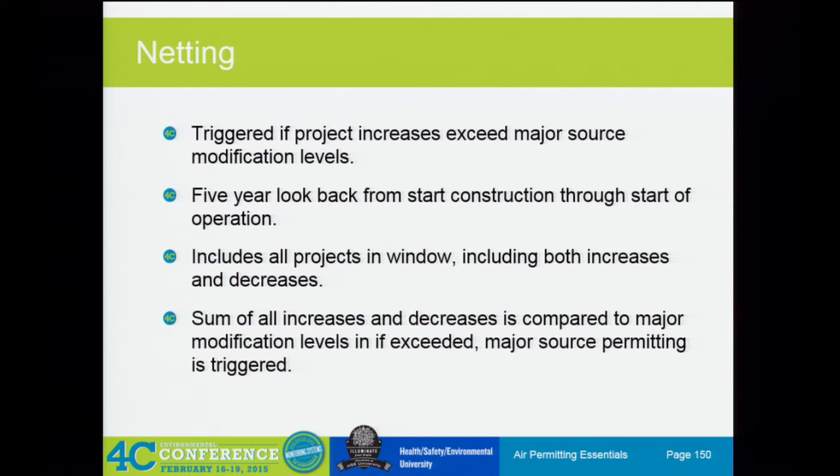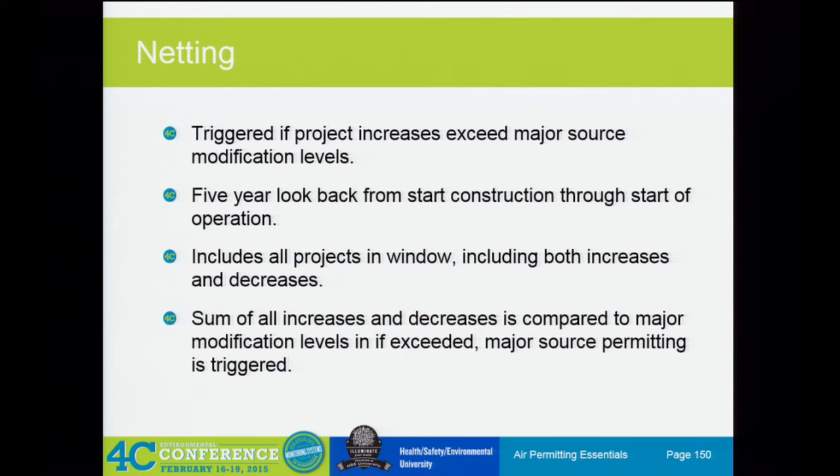So the contemporaneous netting period begins 5 years before the start of construction of your project, and it ends at the start of operation of your project. So it's 5 years plus the time it takes for you to begin construction and start operating. It includes all the projects that are in that contemporaneous netting period, that window, that time frame, and it includes both the increases and decreases.